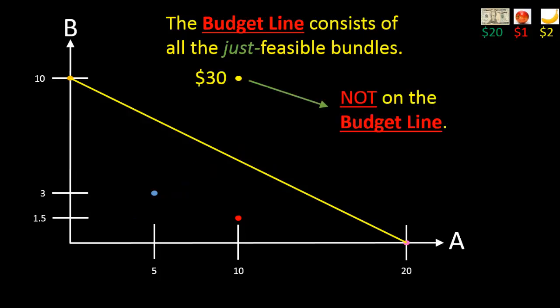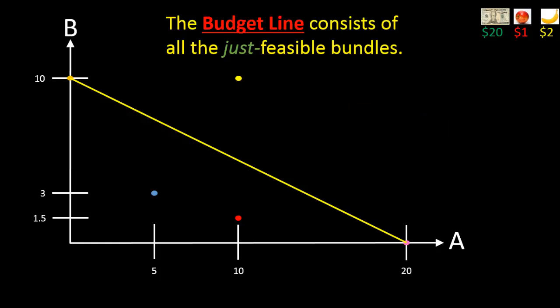Similarly, the yellow bundle is also not on the budget line, but this time for a different reason. It's not on the budget line because it costs more than Chris's income. So, why is it going to turn out to be the case that if we try to construct the budget line, that is to say, if we try to plot out all the just feasible consumption bundles, they will all happen to lie on the same straight downward sloping line?